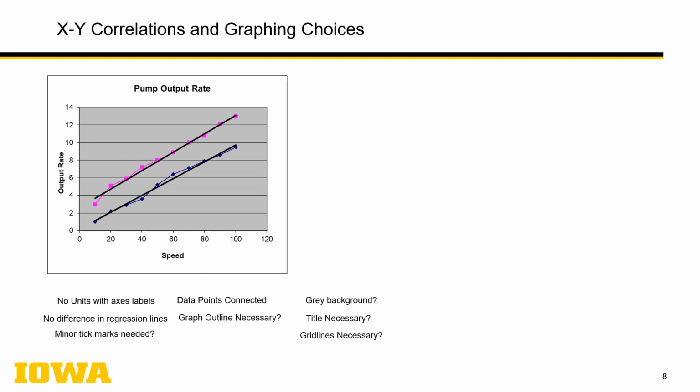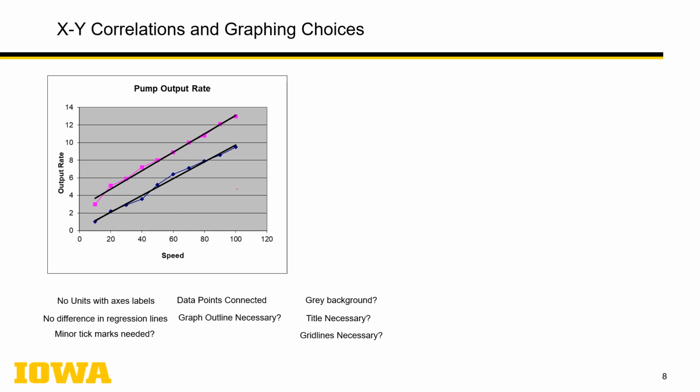Now notice the data points are connected by a line. Is that necessary? In this case, the answer would be no. These were done or made as independent measurements, so think of it that way. The speed was adjusted to 60, for example, and then the output rate was measured, then it was adjusted to 70, and the output rate was measured again. There should not be lines connecting those, like there would be if it's a time series in which they are connected by time, as in the previous examples.